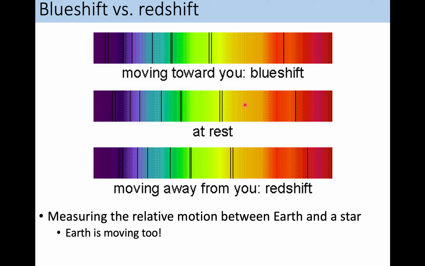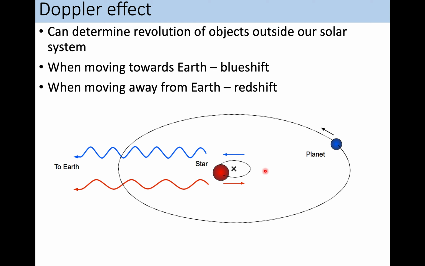Here we have the object at rest, and if it's moving towards us, all of those spectral lines will be shifted in the blue direction. If it's moving away from us, these absorption lines will be shifted in the red direction. So it allows us to measure the relative motion between Earth and another object, and that star. We do have to remember that Earth is moving too. But it helps us determine things that are revolving around something else outside of our solar system.